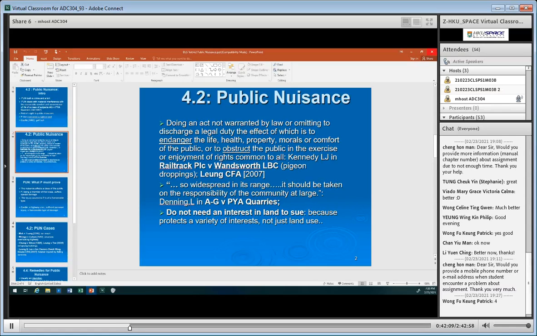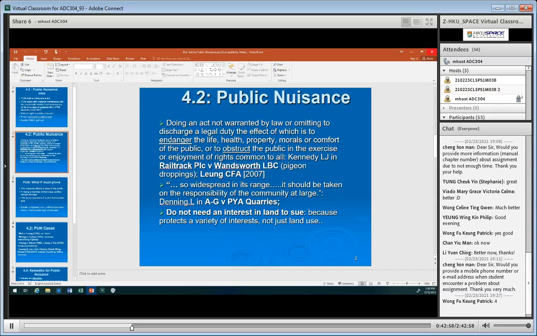So it's a state of affairs which endangers the life, safety, health, property, morals, or comfort of the public, or obstructs the public in the exercise or enjoyment of a right common to all. Okay, so there you are. Another description, which is quite a useful one, of public nuisance is the AG and PYA Quarries case. And in that particular case, the court said that public nuisance is so widespread in its range, it should be taken on the responsibility of the community at large. So the PYA Quarries case is on page 109.